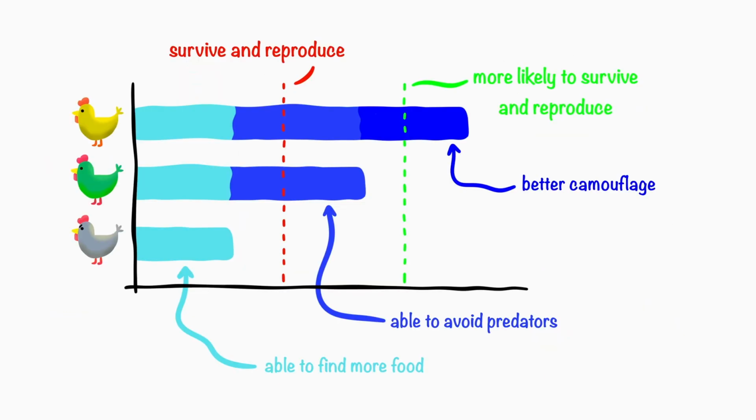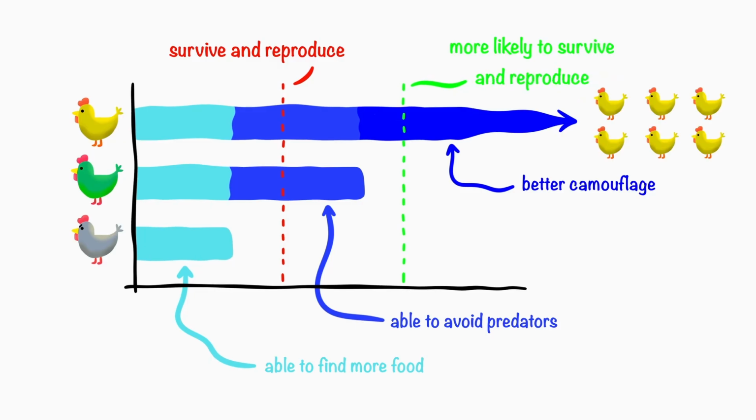From these observations, Darwin reasoned that individuals with characteristics better suited to their environment would succeed more in this competition. These better adapted organisms would survive longer, find more food, avoid predators more effectively, and ultimately produce more offspring.